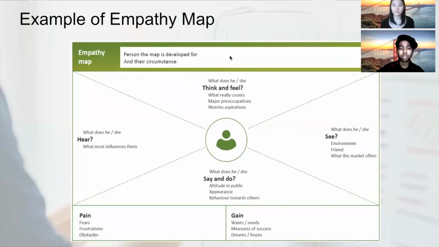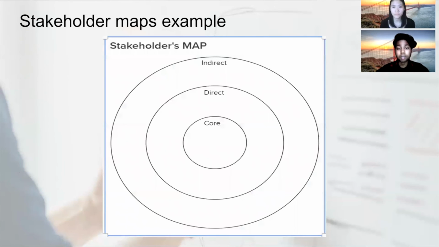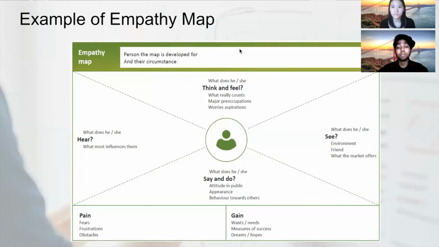We start with who this map is developed for. In that case, you will choose one of the core stakeholders from when we did the stakeholders map, where you categorized and prioritized them. Then the whole map is going to be based on that person. You'll think about the four parts we talked about: what do they think and feel, hear, see, say, and do. All of these are going to be based on what they actually think.